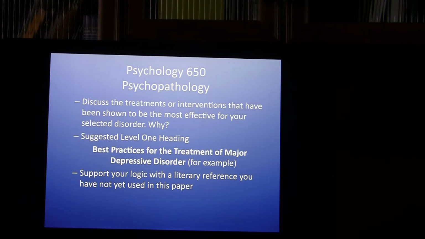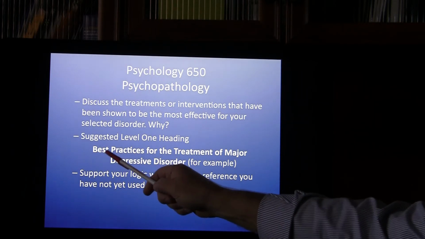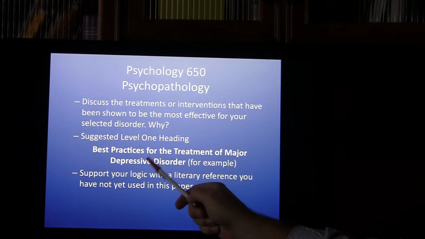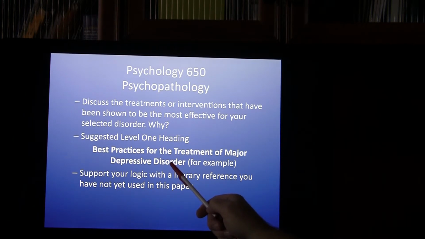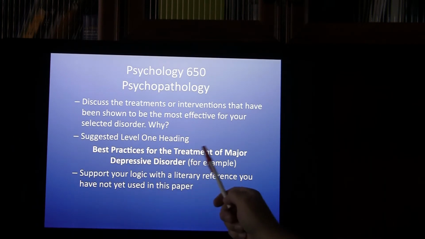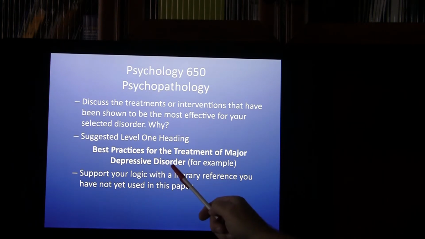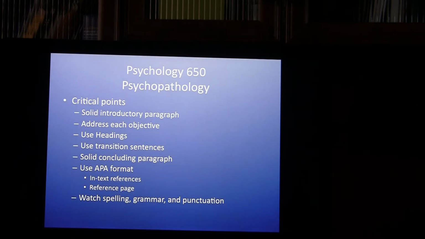The next objective reads, discuss the treatments or interventions that have been shown to be the most effective for your selected disorder. Here's how the heading would look. Best practices for the treatment of major depressive disorder. Again, if you're looking at cyclothymic, it would read best practices for the treatment of cyclothymic disorder. Okay? Again, use a separate literary reference for this particular objective that you haven't used in the paper thus far. And that's pretty much a summary of the objectives for this paper.